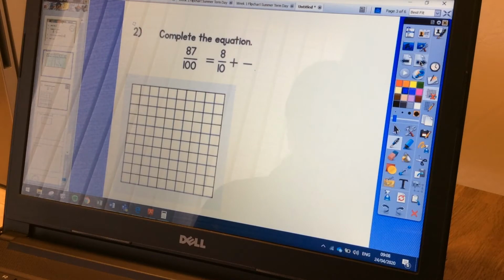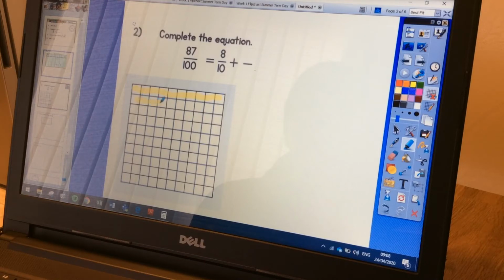Question number 2, complete the equation. 87 over 100 is equal to 8 tenths and what missing fraction? Well, again, we had a look at this the other day, and I've got a 100 grid here to help you, because we said that on a 100 square, 100 squares all together, one row of that 100 square is equivalent to 1/10, because we have got here 10 hundredths. 10 hundredths is the same as 1/10.